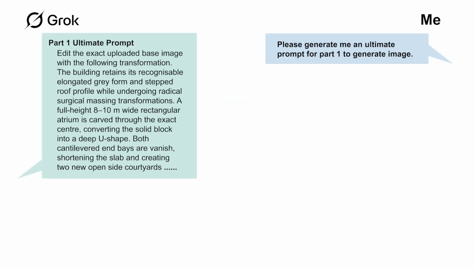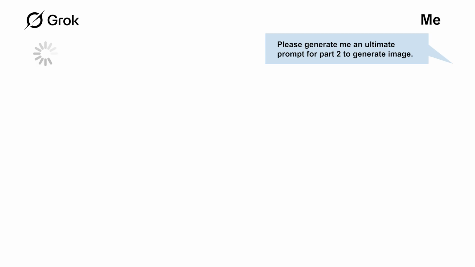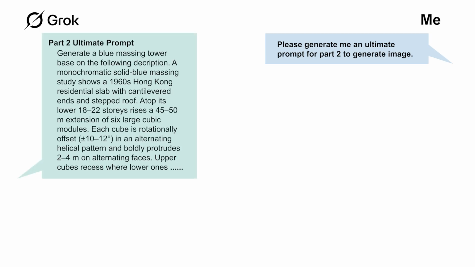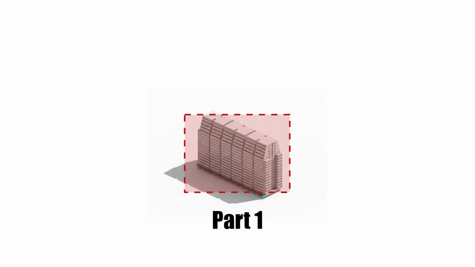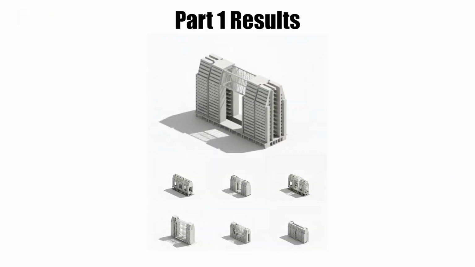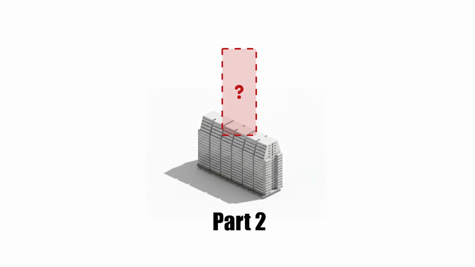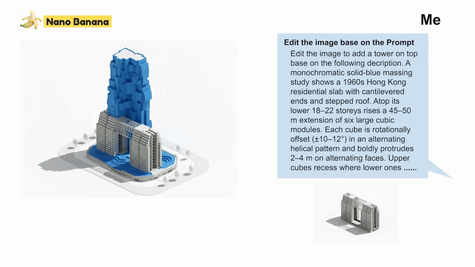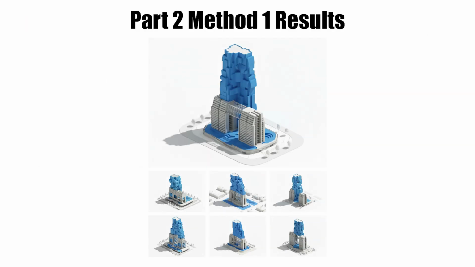I ask Grok to generate an ultimate prompt regarding each part to input in AI image generation tools for generating 2D images. For Part 1, using the ultimate prompt provided by Grok, I used Nano Banana, a strong AI image editing tool, to edit the existing building. Then, for Part 2, there are 3 different methods. For Method 1, it is using Nano Banana with the ultimate prompt of Part 2 all along the way. However, this method has lower control and gives undesired results.